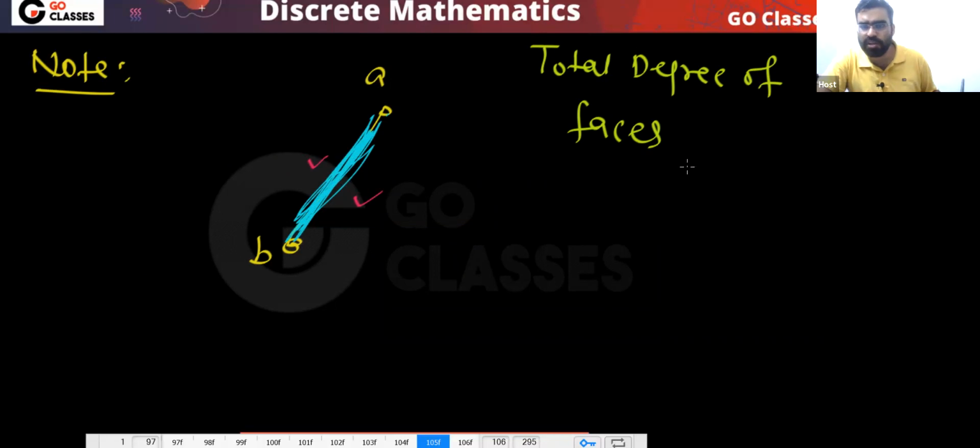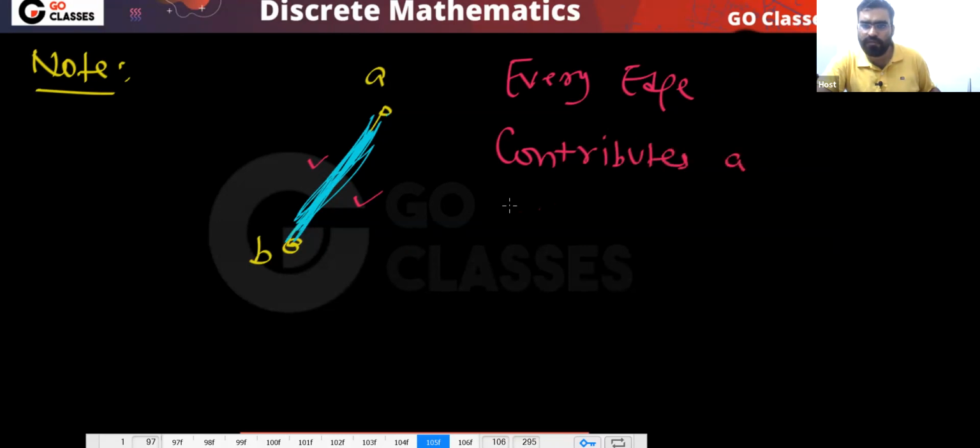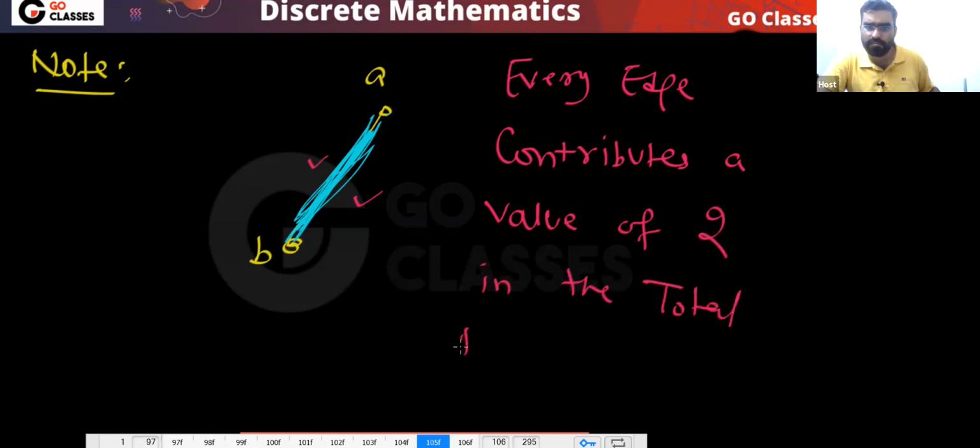So this is the idea. The total degree of faces increases by 2. Or I can say every edge contributes a value of 2 in the total degree of faces. If you take any edge, every edge contributes a value of 2 in the total degree of faces. Every edge will do this.